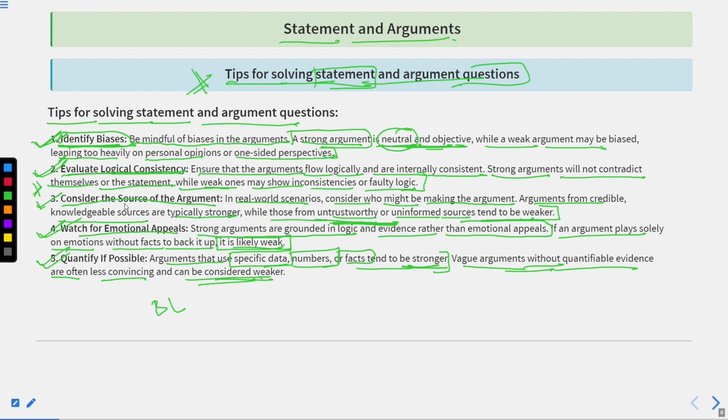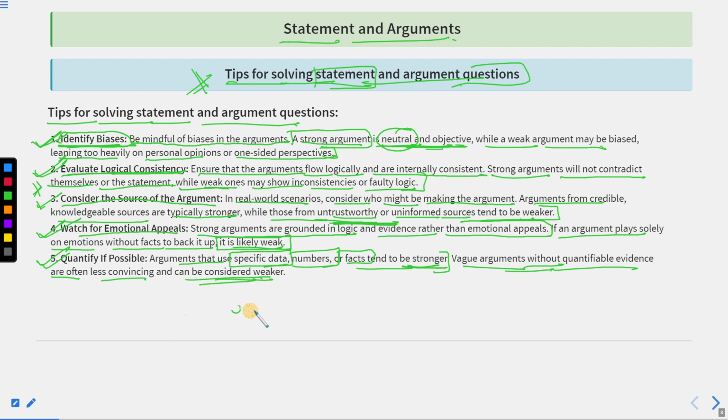Then you have the sources of the argument. The argument's sources also have to be considered. What exactly is the source? Then you have to watch for emotional appeals. You have to see that there should be no emotional appeals. And then you have to quantify, meaning there should be quantified data. So if you remember BLS EQ, you will be able to remember these tricks.